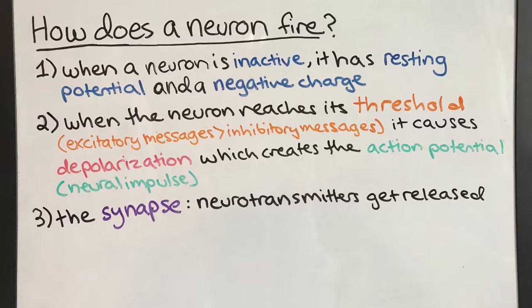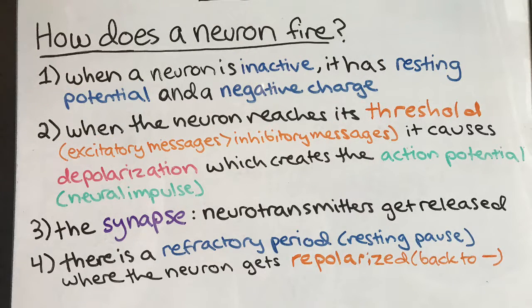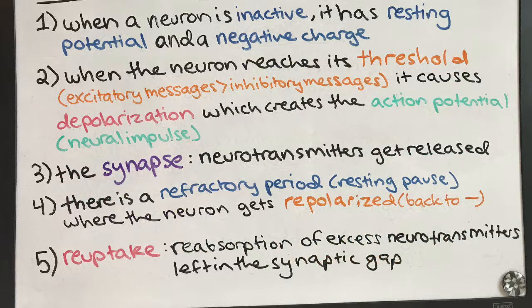Then, neurotransmitters get released into the synapse and absorbed by the next neuron. Then, there is a refractory period, or resting pause, where the neuron gets repolarized, or the charge turns back to negative. The last process is called reuptake, which is the reabsorption of excess neurotransmitters left in the synaptic gap.